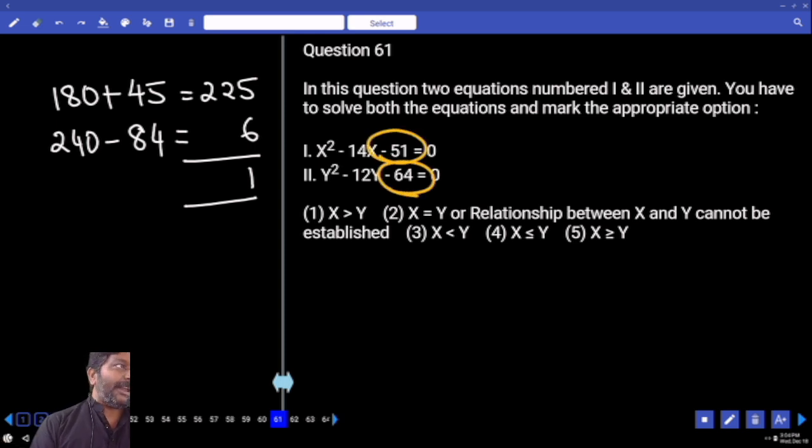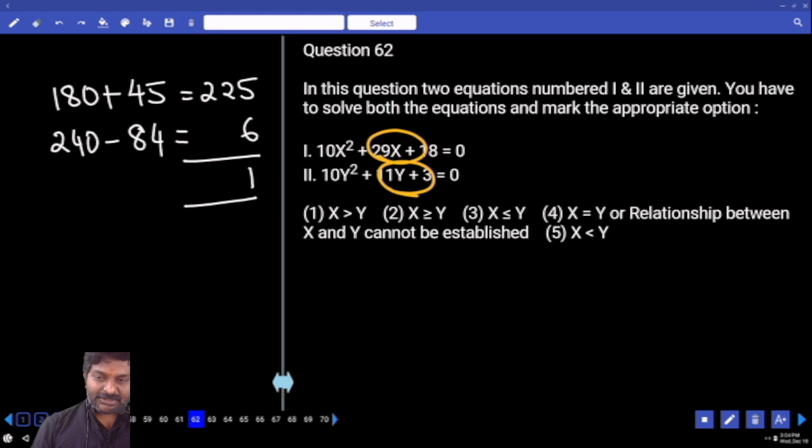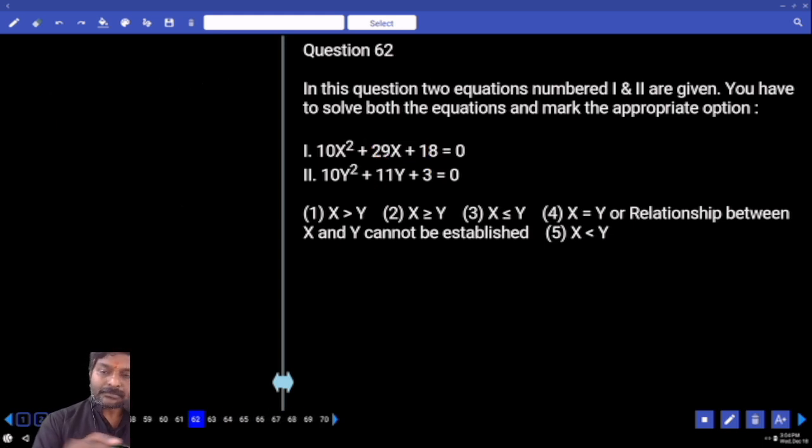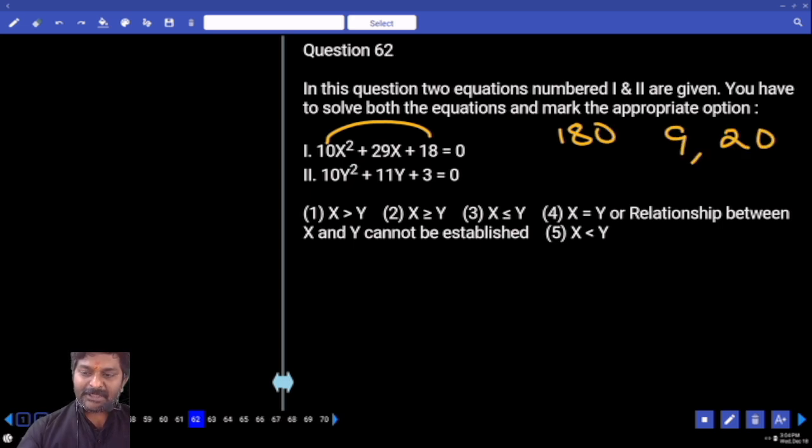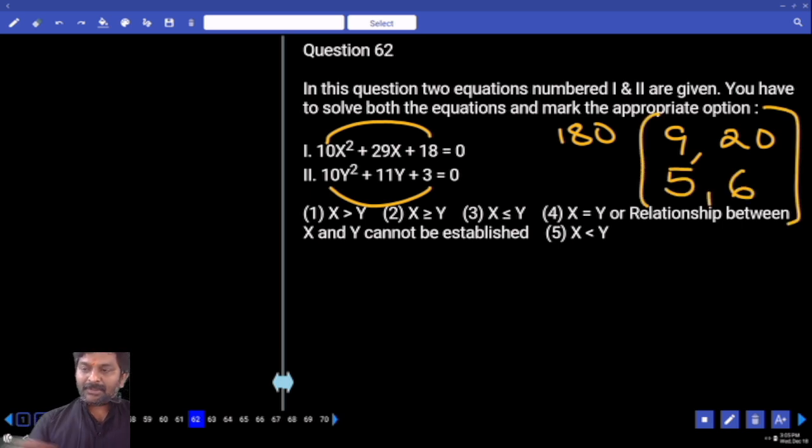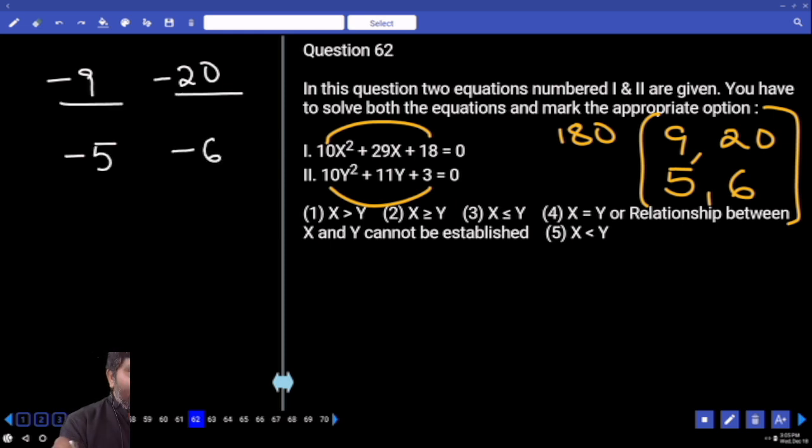C values both are negative. Answer: no relation. 180, combination. 9, 20 only. Product is 30. 5, 6 times. So these are the combinations. Then factors are minus 9, minus 20, minus 5. Do I have to write divided by y? X square and y square both have the same coefficient.